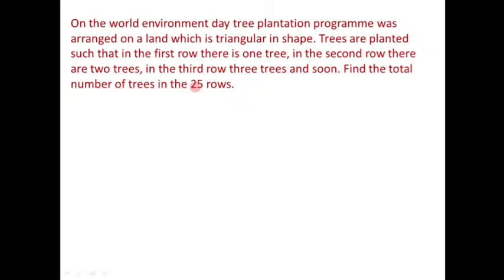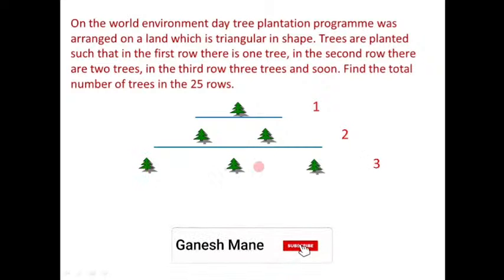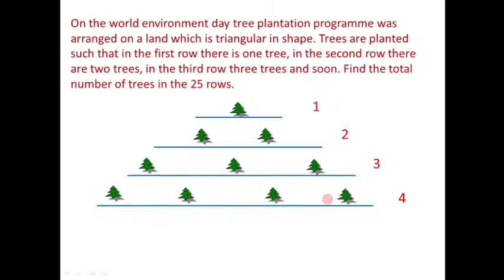So let us first have the diagrammatic representation of the land which is a triangular shape. Suppose there is the first row which has only one tree. Then in the second row there are two trees. In the third row there are three trees. In the same way, in the fourth row there must be four trees, and so on. So we have to continue like this up to 25 rows. So we get these numbers as 1, 2, 3, 4, 5 up to 25.